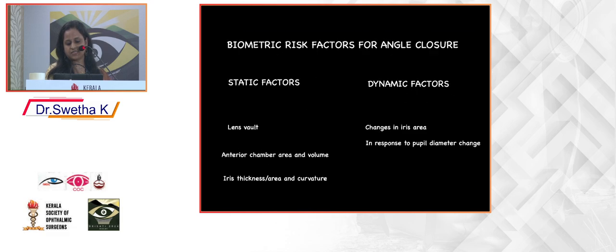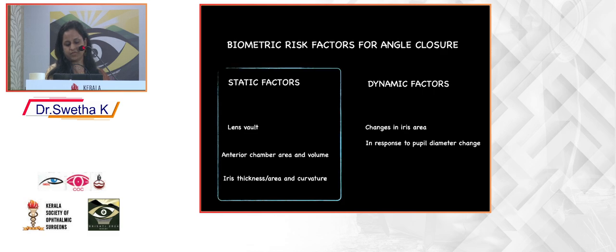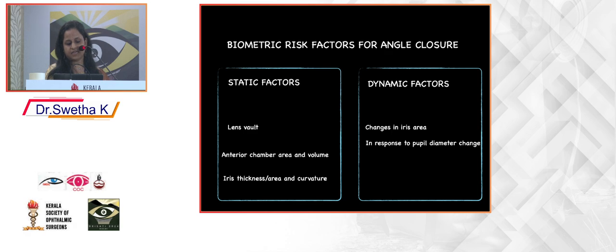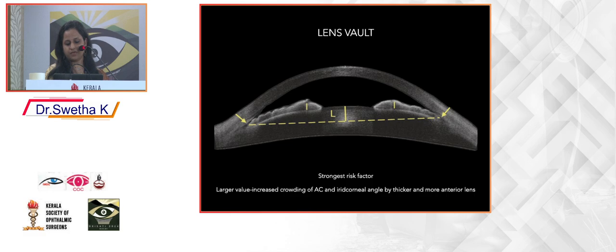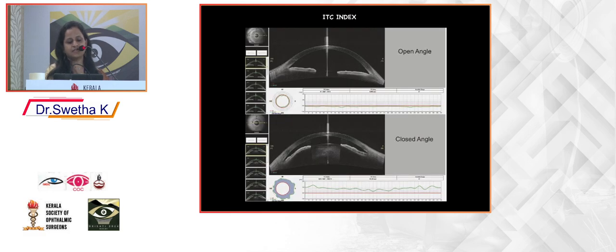So, some of the differences of UBM and OCT, I'm not going into detail. Mainly we have static factors like lens vault, anterior chamber area and volume, and iris thickness and area, and dynamic factors, changes in iris area in response to the pupil. And there is something called an ITC index, which is there in the swept source OCT, where all 360 degrees of the angle is measured, and it can show us where the iridotrabecular contact is present. In most previous OCTs it was not present, only in the swept source OCT. So you can see that the blue represented here in the lower image is ITC, iridotrabecular contact.